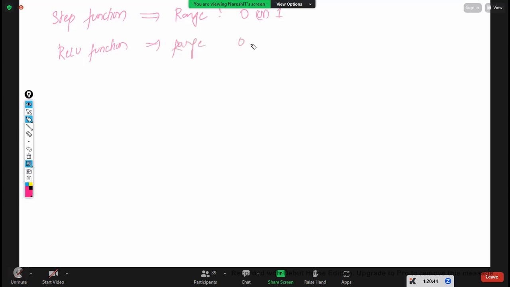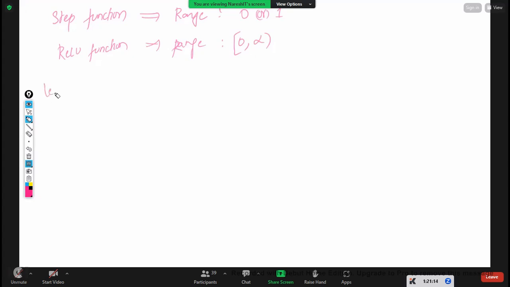0 to Z. Is 0 included? Yes. Is Z included? Yes. This is the range. What can the Z value be? Z can go up to positive infinity, so the range is 0 to infinity. It can't take negative values.